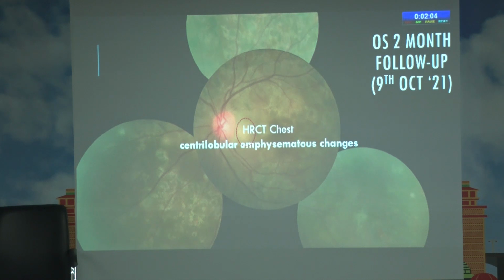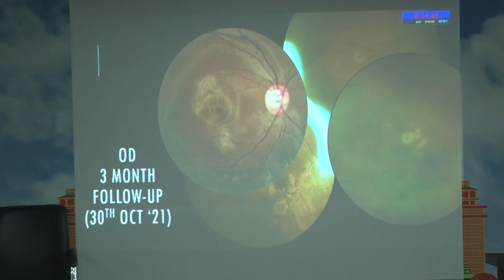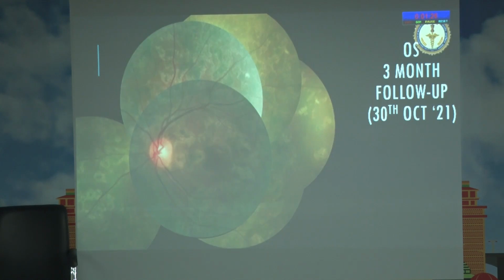So with that, we ordered HRCT thorax, which showed centrilobular emphysematous changes. With a positive Mantoux and an HRCT thorax showing these kinds of changes, we consulted a pulmonologist and started the patient on ATT and increased the dosage of oral steroid to 80 mg per day. After this, the patient showed a beautiful healing pattern over the course, and this is the 3rd month follow-up. We can see the parafoveal lesion that was located is more healed, becoming more demarcated, even the peripheral lesions also. And this was the left eye.